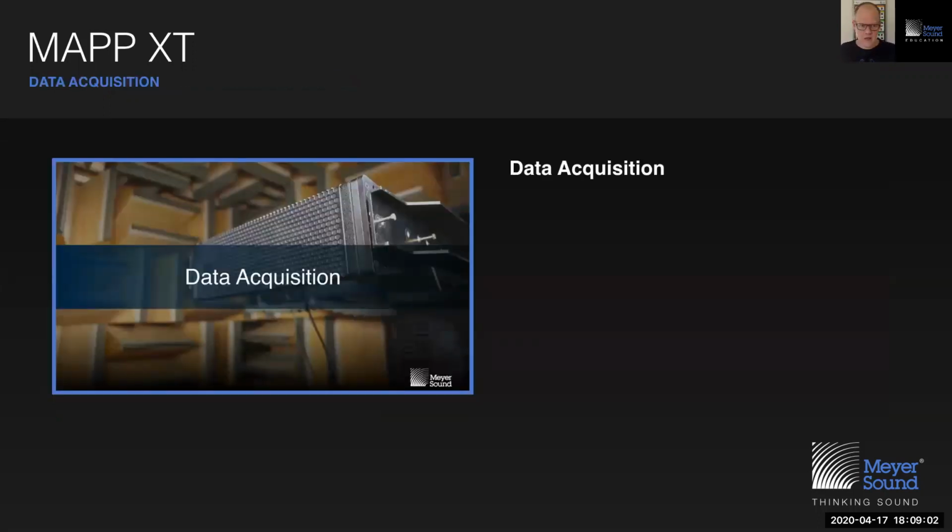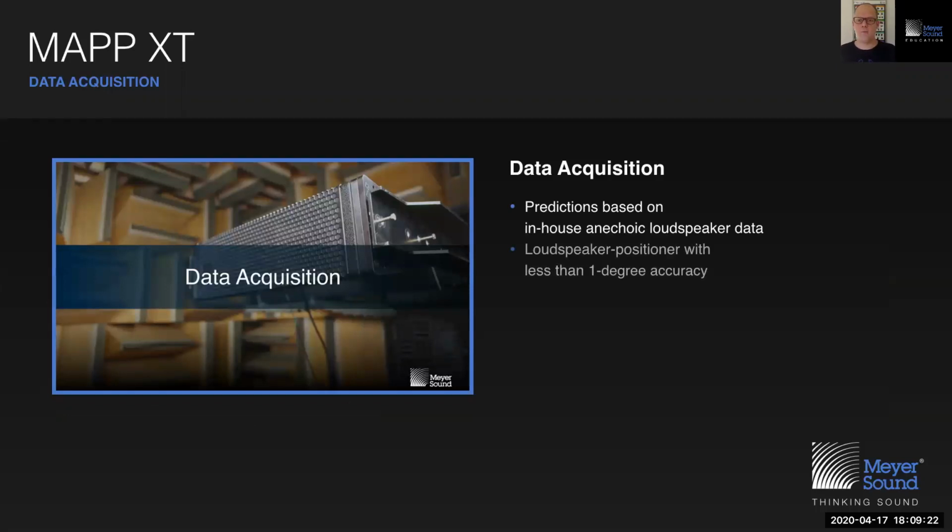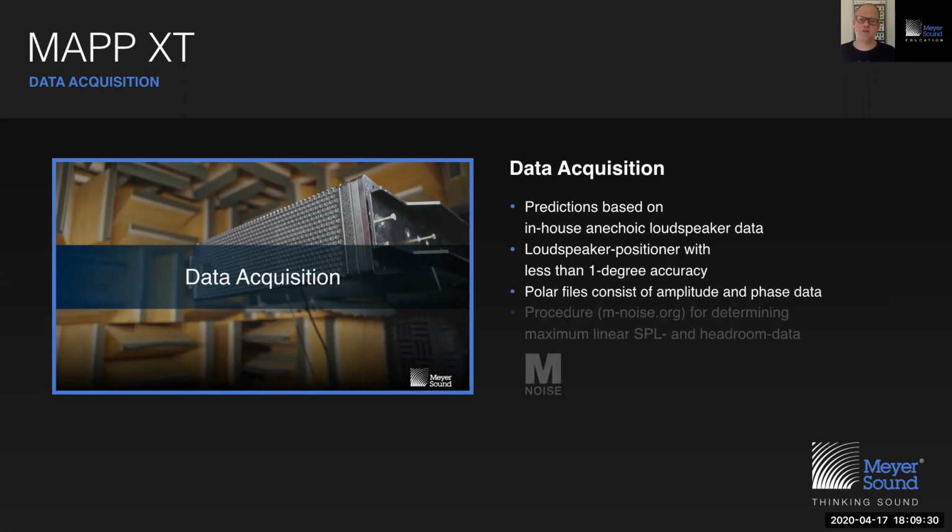And one of the things that makes MAPP very powerful is the accuracy and precision, which is basically due to the phenomenal resolution of our data, which is acquired in-house. So we measure the loudspeakers in-house in our own anechoic room with a positioner that can rotate and pivot the loudspeaker with 1 degree accuracy. And those polar files, as they're known, consist of amplitude and phase data.